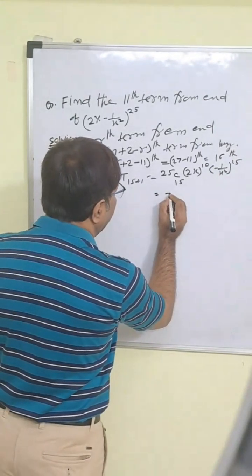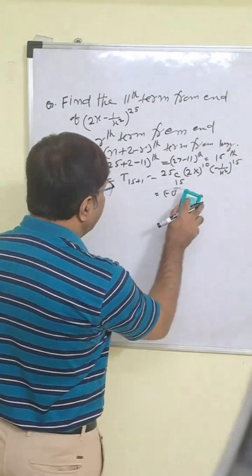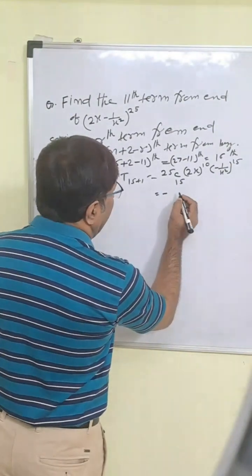So we can write minus 1 to the power 15. So the answer will be negative, because an odd power of a negative number is negative.